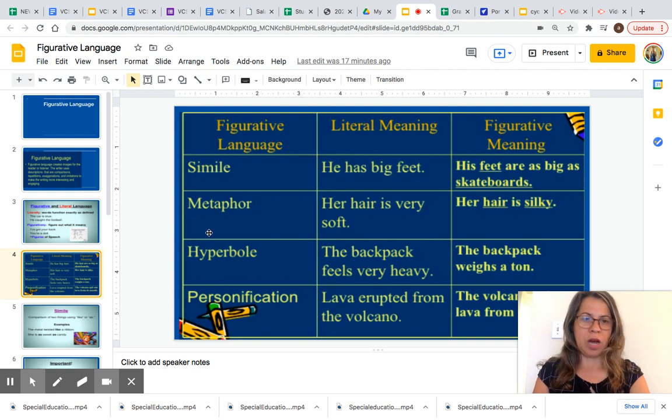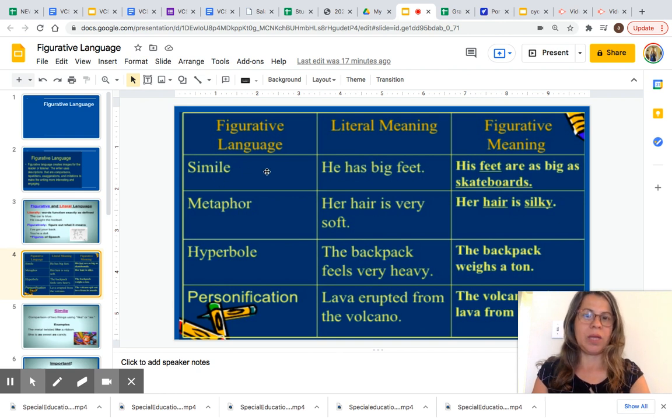There are a few types of figurative language: simile, metaphor, hyperbole, and personification. I am going to give you an example of each of them, and I'm going to show you the literal meaning and the figurative meaning. After, we are going to look at each of them separately.